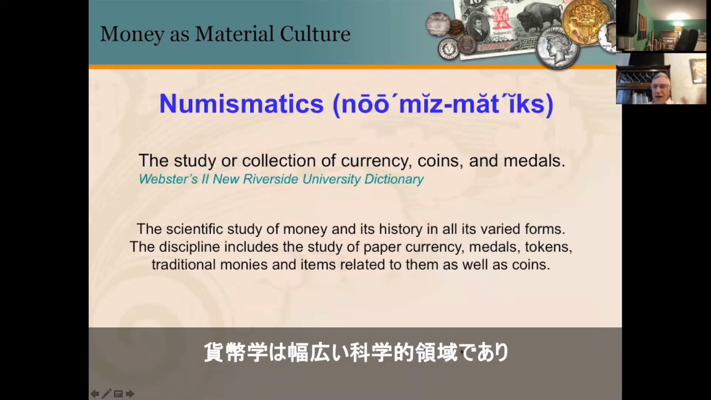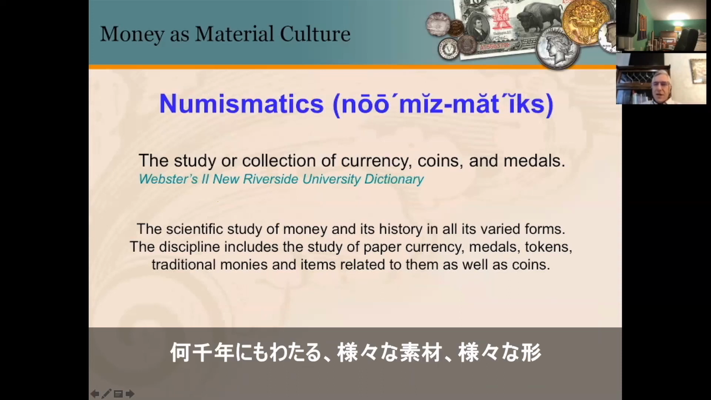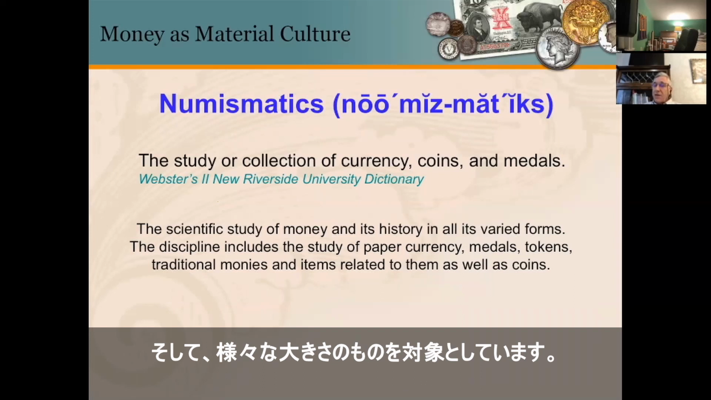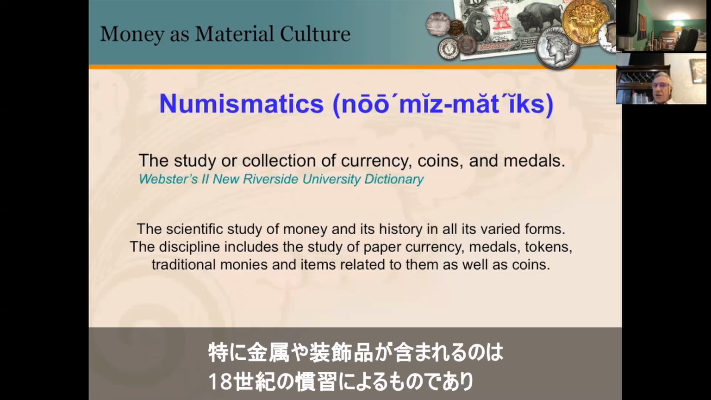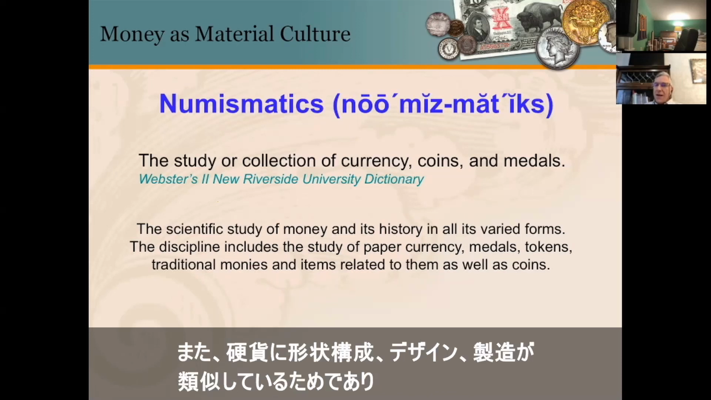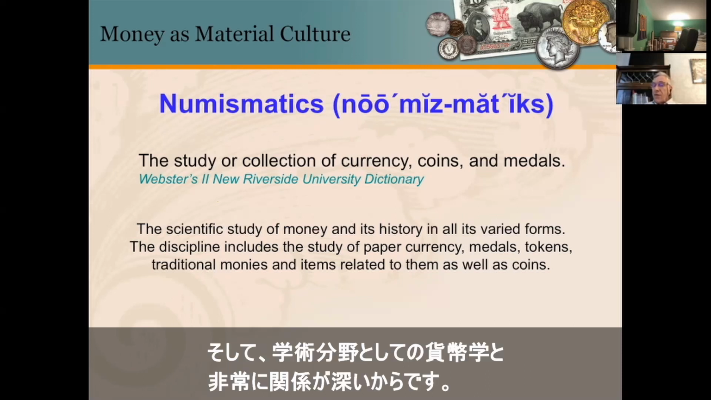Now, numismatics is a vast science that encompasses an array of objects covering thousands of years and consisting of many materials in multiple shapes and sizes. Not all of these items are unified under the umbrella of having some economic function. Metals and decorations in particular are included partly due to 18th century conventions and also because of their similarity in shape, composition, design, and manufacture to coins, the original core medium most often associated with numismatics as an academic discipline.